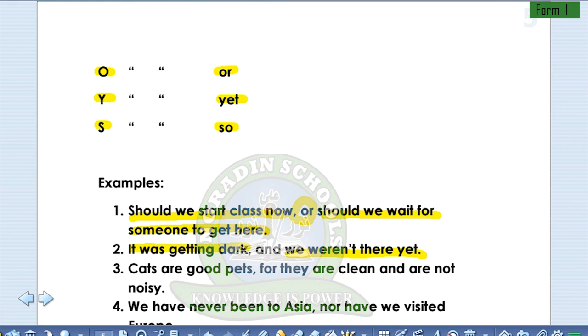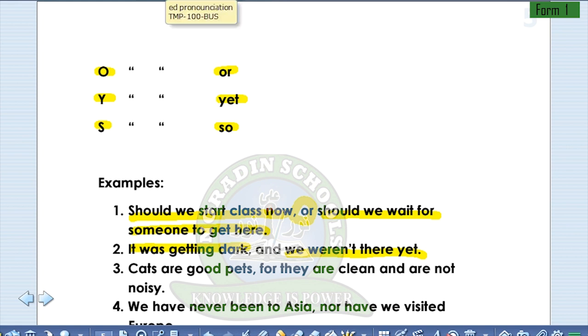Look at this again. It was getting dark. This is one simple sentence. We weren't there yet. This is the second simple sentence. To join these two simple sentences and make them into one compound sentence, we use a comma and and.